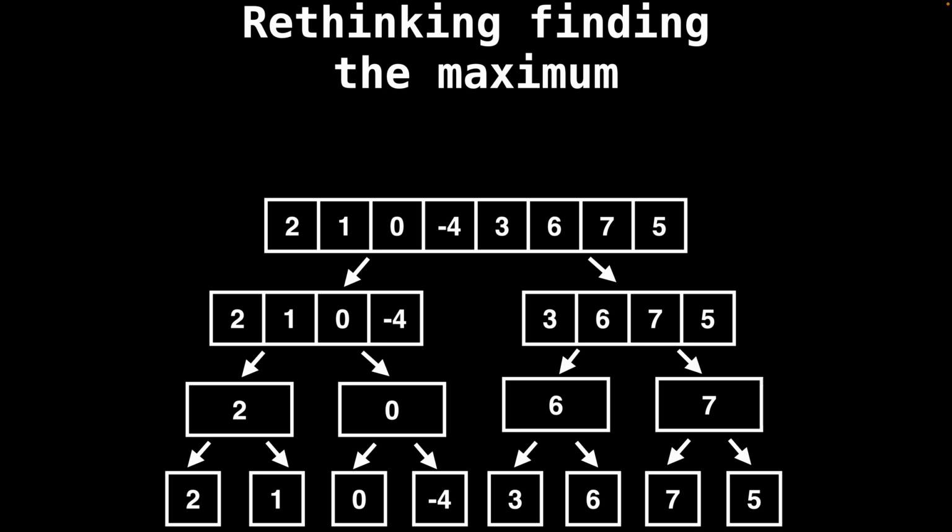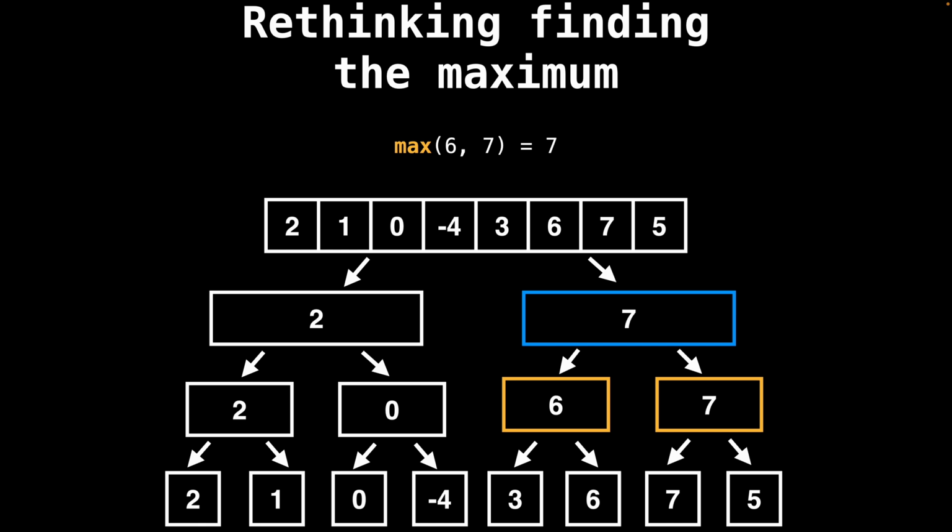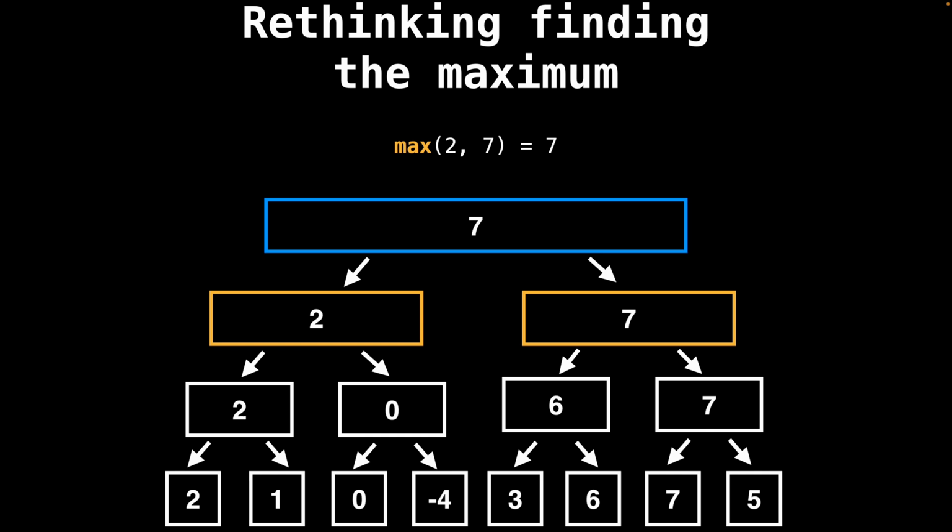After that, we can reapply the same process to the third row. The max of 2 and 0 is 2. So we place 2 as the maximum value for that sublist. And then the max of 6 and 7 is 7. So 7 becomes the max value of the right sublist. Then we reapply the same process for the final 2 sublists. The max of 2 and 7 is 7. And in the end, 7 is the maximum element in the list.